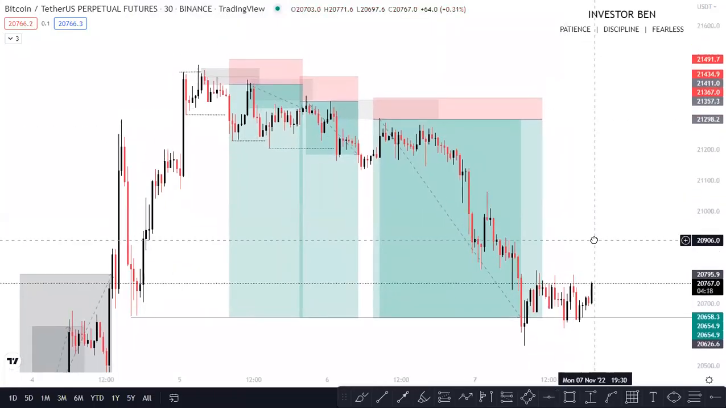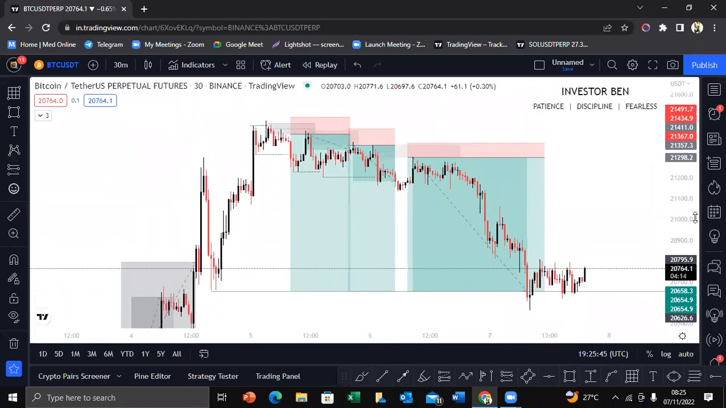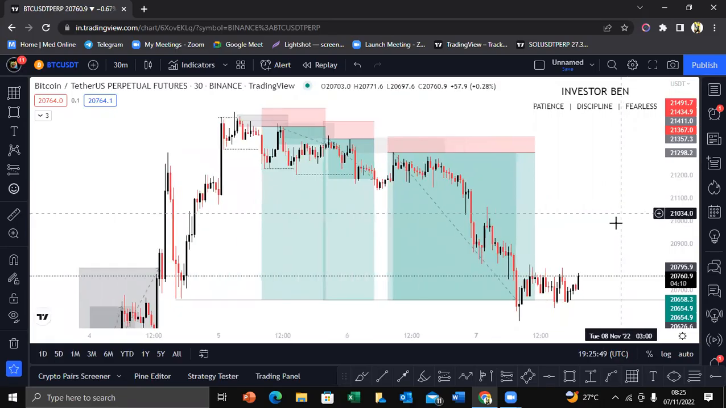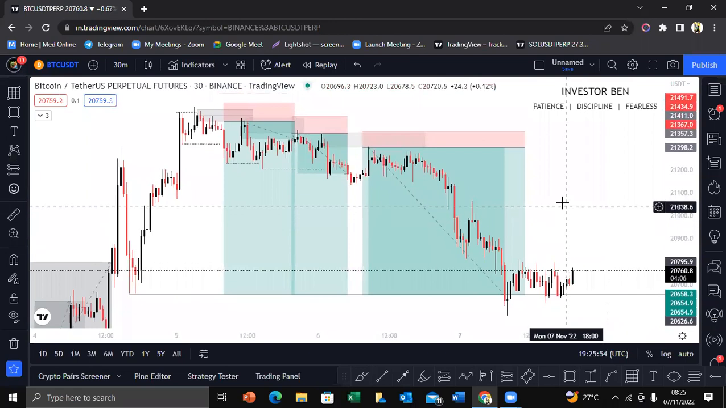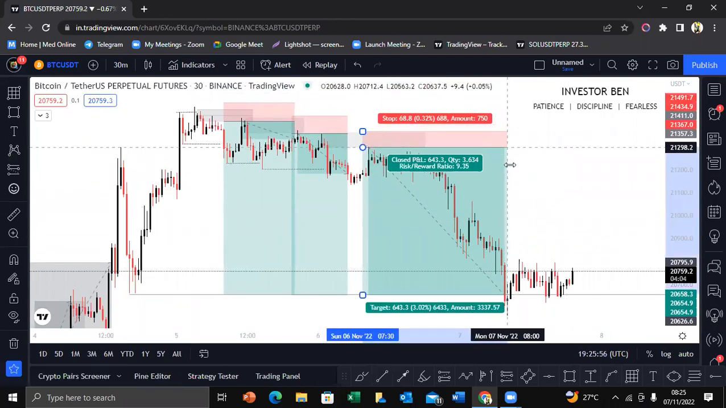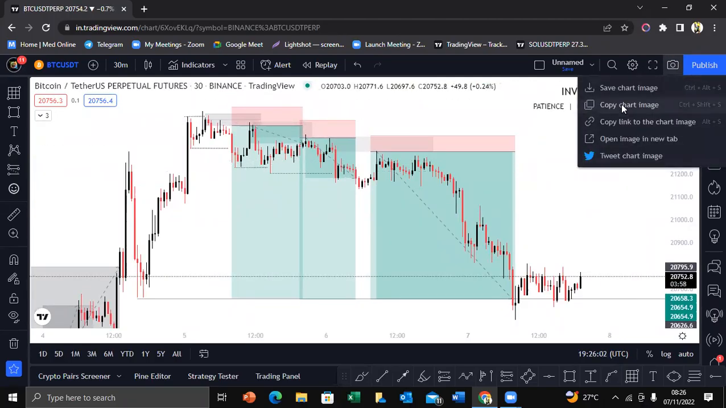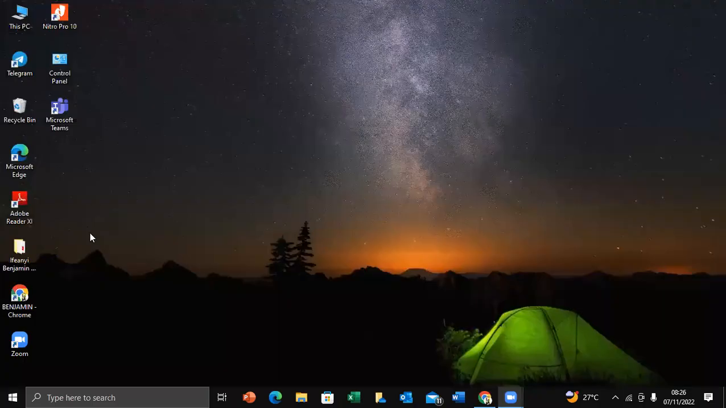Refining order blocks is pretty bad. So now let's save this image because I'll be sending it to the group for you. Copy. Okay, that will make me upload this to the Telegram channel. I use my Telegram to save it.